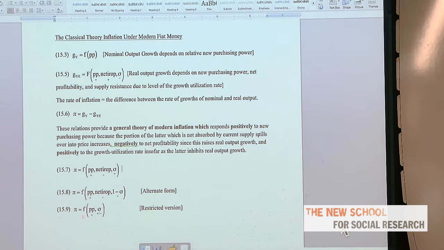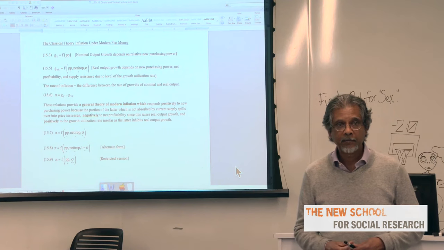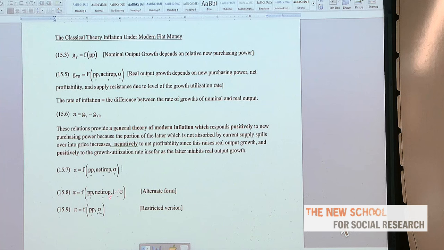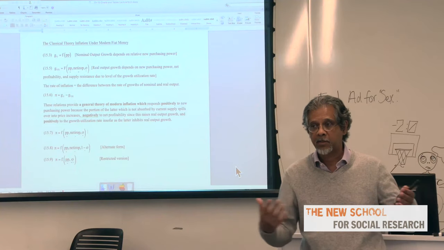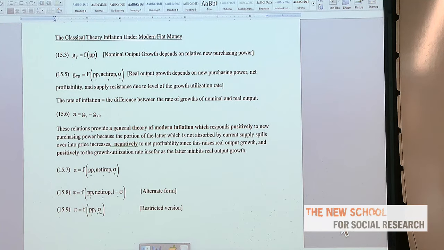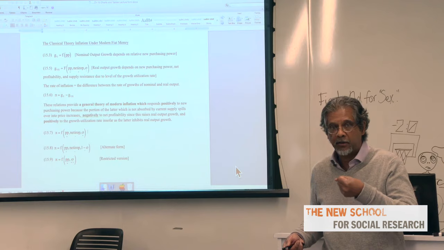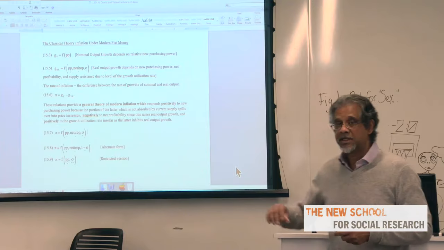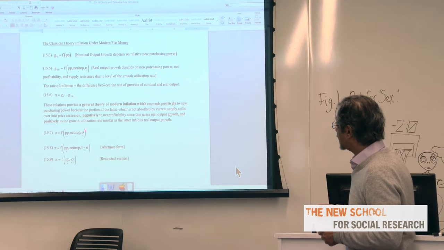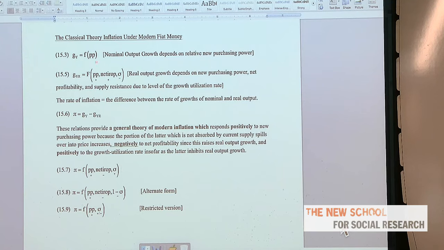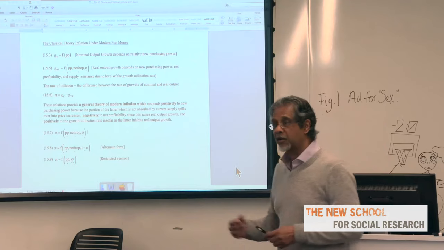And then a further restricted form of this hypothesis takes into account the fact that these two variables, net profitability and growth utilization, turn out to be quite correlated empirically. If that's the case, then you can substitute one for the other. Since the growth utilization rate is widely available and is a parallel of the employment rate, the restricted hypothesis can be that inflation depends positively on the pull of new purchasing power created and negatively or positively on the resistance, because the growth utilization rate has one effect. Because these two are correlated, the net effect depends on the strength of that correlation.